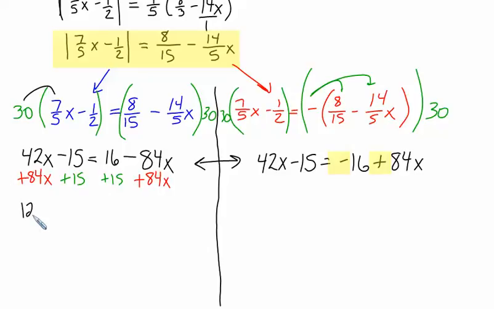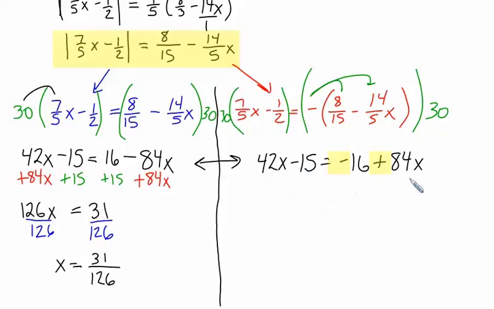This looks like 126x is going to be equal to 31. We will need to divide both sides by 126 to get the x by itself. And I get that x is 31 over 126. We will need to look and see if that's simplified, but let's just do the right hand side first.